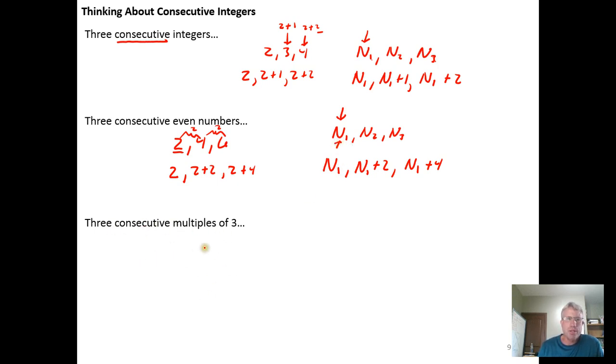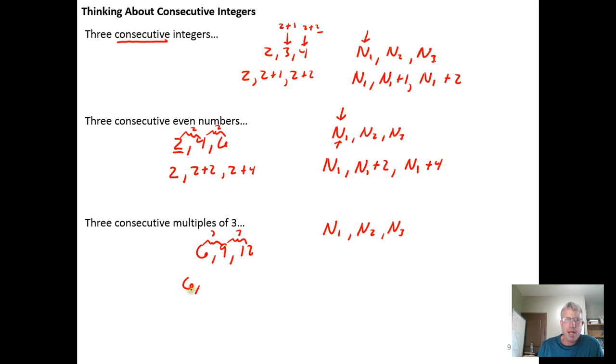And just to look at one more example, if I have three consecutive multiples of 3, so 3 in a row, I could still represent them n1, n2, n3. But if I look at multiples of 3, let's start with 6. 6 is a multiple of 3 because it's equal to 3 times 2. So the next multiple of 3 up would be 9, and the next multiple of 3 up would be 12. There will be a difference of 3 between any two consecutive multiples of 3. 2 times 3, 3 times 3, 4 times 3. So I could represent the 9 and the 12 using the 6.